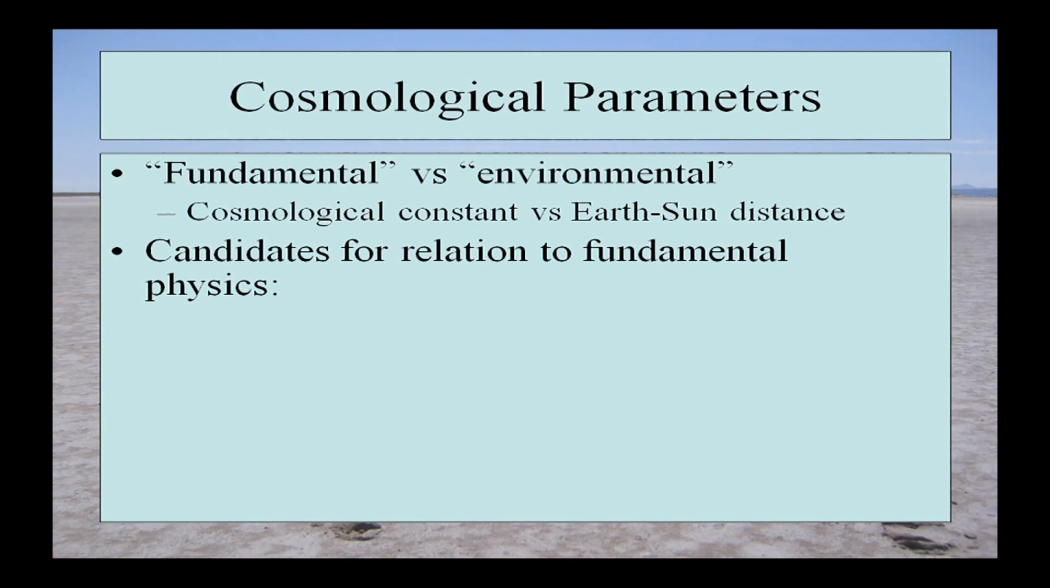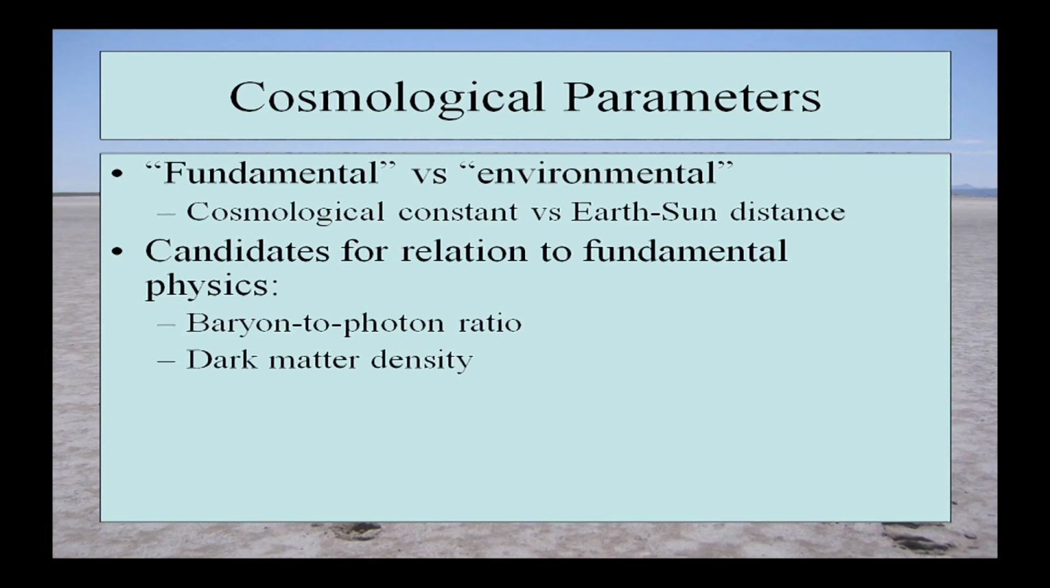So when one is talking about cosmological parameters, as has been emphasized already, one has to distinguish between fundamental constants and what you might call environmental parameters. Examples of this might be the cosmological constant versus the Earth-Sun distance. So looking at what the cosmologists measure, which of these are candidates for fundamental constants that we should be able to relate to fundamental physics?